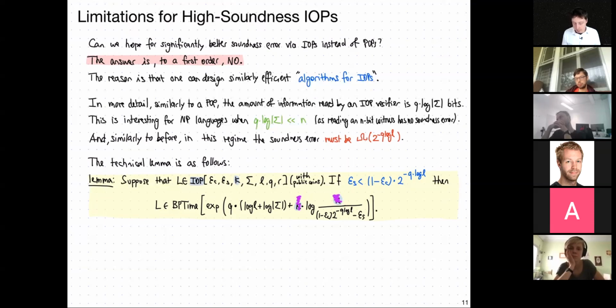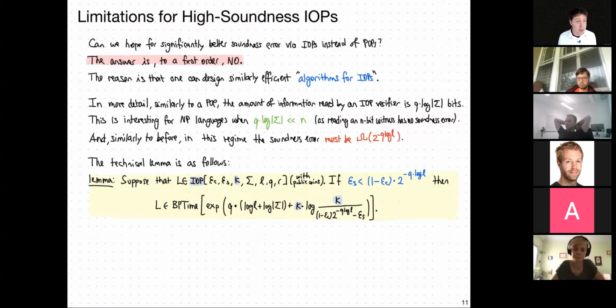Okay, whatever. Anyways, the bigger term is this one, and I've highlighted in light blue the only differences from the previous lemma. We're talking about IOP rather than PCP. There is round complexity, and round complexity shows up here. If you set this to PCP and this to 1, that is the theorem for PCPs. So it's very analogous, okay?